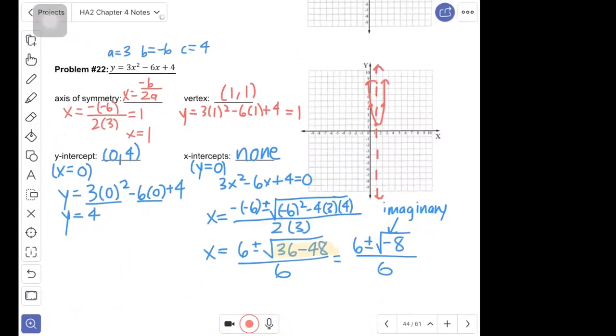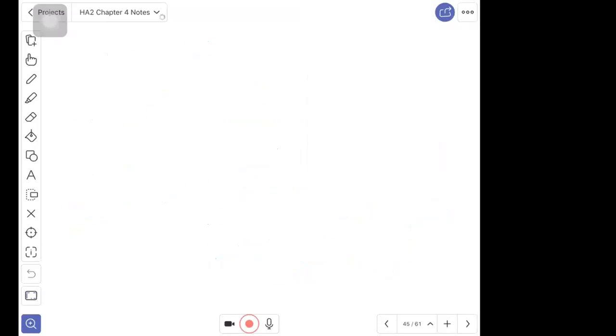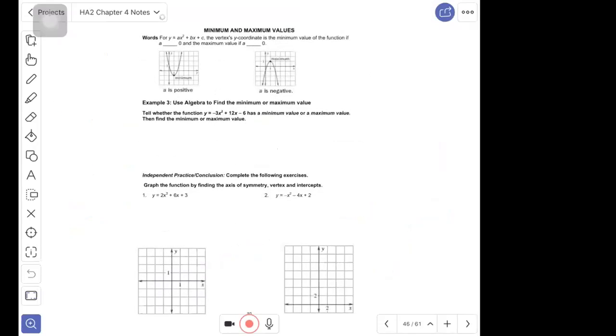Okay, we're gonna do more examples today, and you'll practice more for homework. If we have time at the end of class, I can come back and do another problem. All right, so let's head over to our notes now on page 30. It says minimum and maximum values at the top. I'll give you a second to go ahead and pull that up.